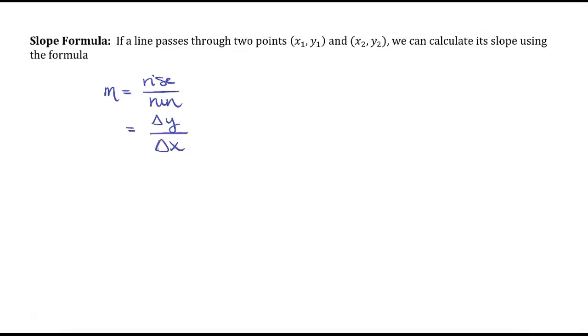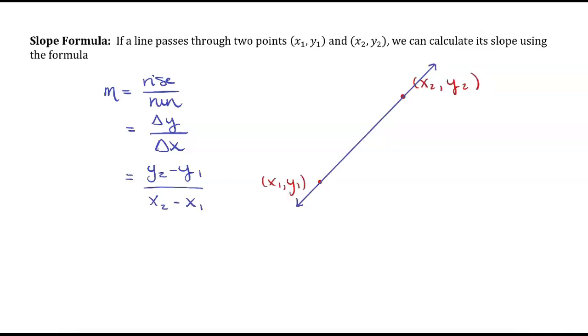But if we have two specific points, we can write the change in y value as y2 minus y1, and the change in x value as x2 minus x1. Let me show you what I mean. Here's our 2 points, x1, y1 and x2, y2 on a line. Let's think about how we would calculate the change in y value and the change in x value between these 2 points. To talk about the change in y value, we have to go from a height of y1 up to a height of y2.